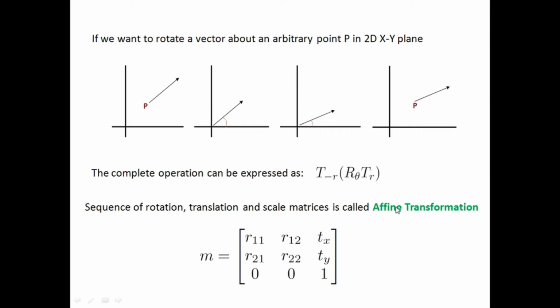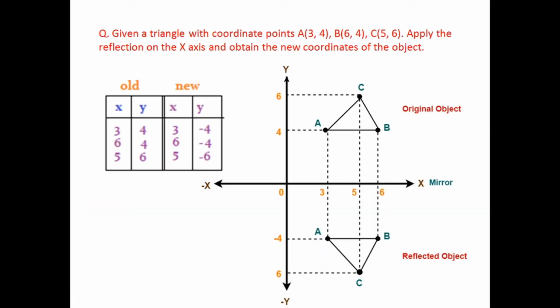So affine transformation is nothing but TRS. You need to remember it as TRS, that is translation, rotation and scaling. So this is about the 2D transformation discussion. Let us have a look at some problems here.